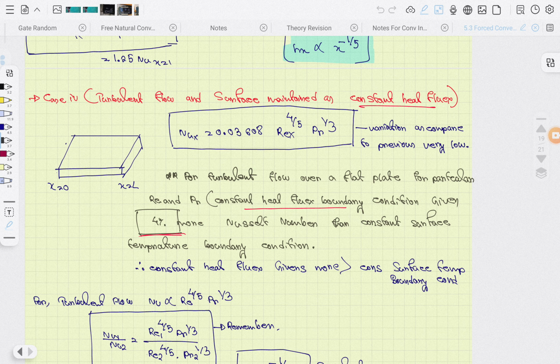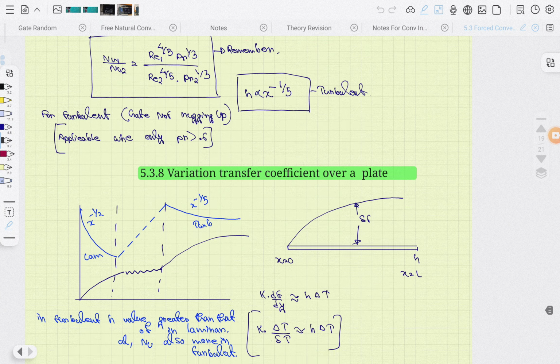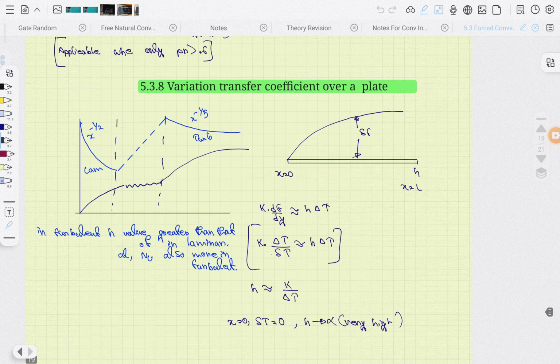So that is 0.0308. It is not coming very different compared to the previous, very low. There is only a 4% difference, the heat flux condition is 4% higher than this. And then the temperature variation, how it is flowing, that is being shown. So I am not going to go through it.